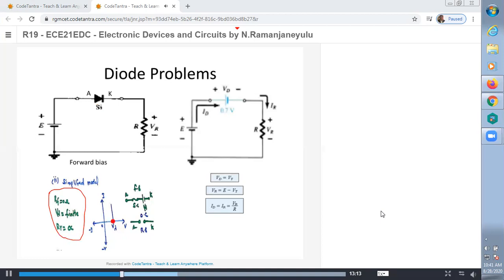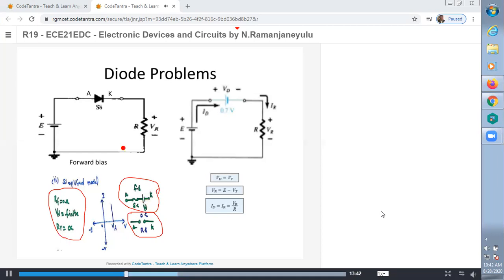The equivalent model: when the forward voltage V is greater than V gamma, the cut-in voltage of the diode, only then does the diode turn on. Up to that the diode is in reverse bias only. In reverse bias, it behaves like an open circuit. In forward bias, the model is a short circuit together with V gamma.